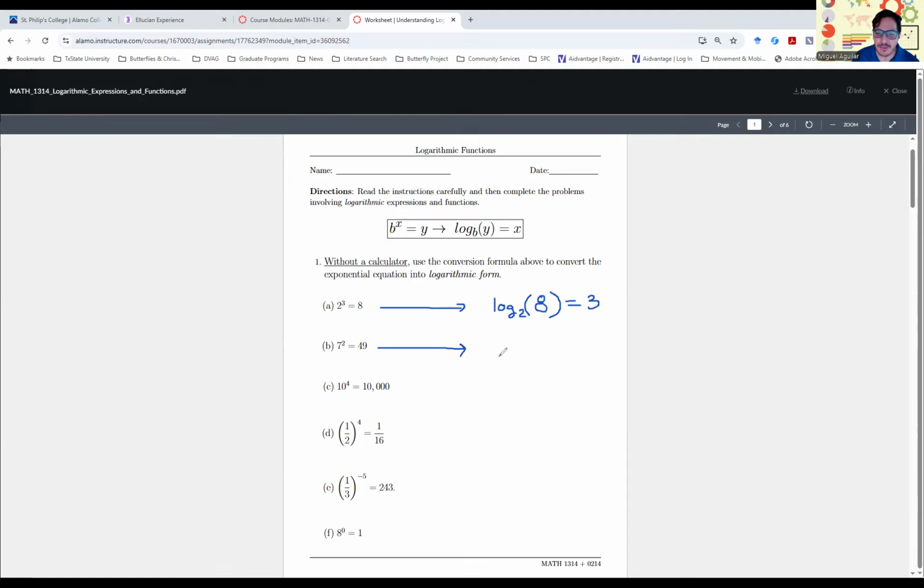Does anybody want to venture a guess on how to write B in logarithmic form? Log base 7, parentheses, 49, equals 2. And the crowd goes mild. Crowd goes mild is fantastic.